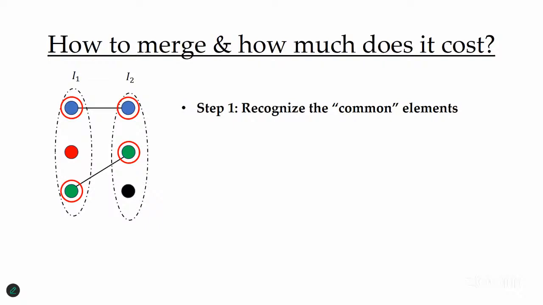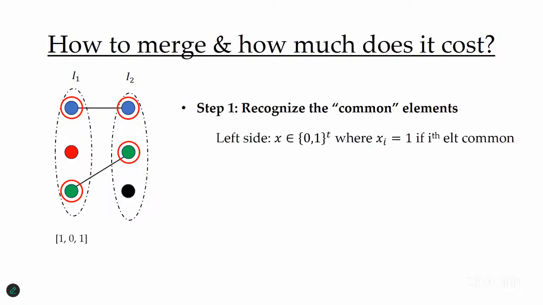Okay. So you can do it as follows. You can think of it as a vector I'm trying to figure out. X is a t-dimensional vector, where t is the number of elements in I1, and an entry is 1 if that element has a similarly colored element in I2. So this vector here is 1, 0, 1, which I'm trying to learn.